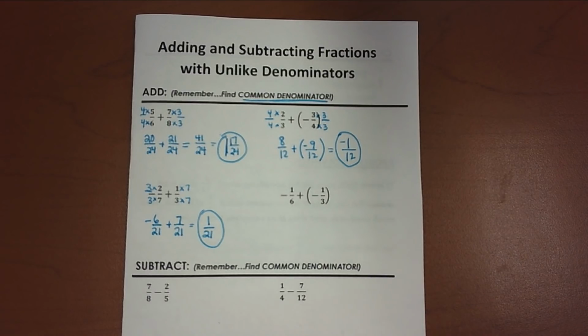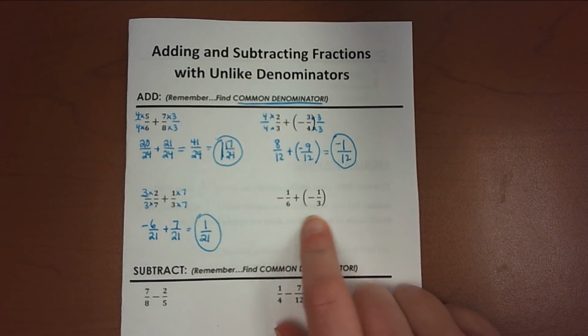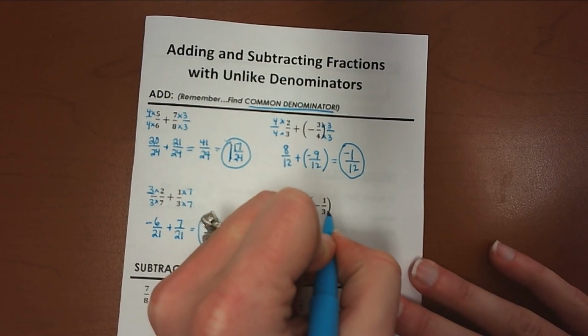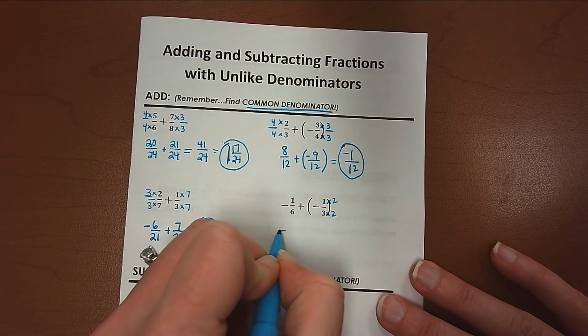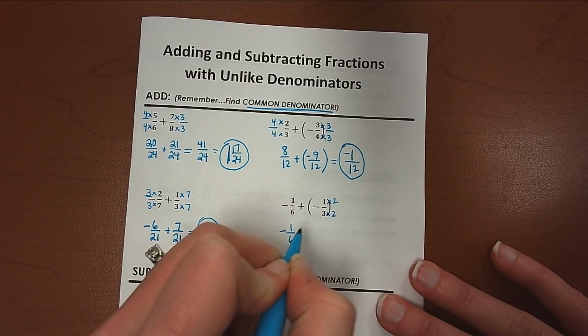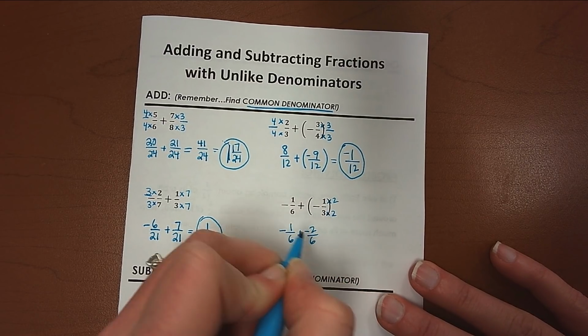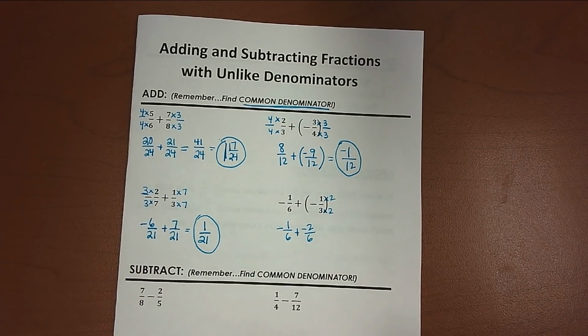And then this very last one, negative 1/6 plus negative 1/3. The denominators are not the same, so I have to make a like denominator. 3 can go into 6, so all I have to do is change the denominator on the second one. The first one can stay the same. Negative 1/6 plus 1 times 2 is 2, and 3 times 2 is 6. Keep the negative sign with it. So now I have a common denominator, and I can add straight across the top.